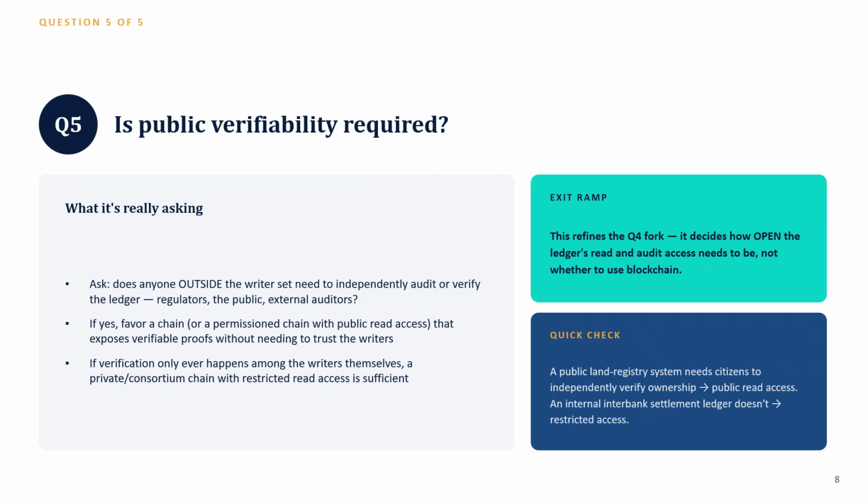Last question. Even once you know who writes, you still need to decide who can verify. Does someone outside the writer group, a regulator, an auditor, the general public, need to independently check the ledger without trusting the writers' word? If yes, you want public verifiability even on an otherwise permissioned chain. If verification only ever happens among the writers themselves, keep read access restricted. It's simpler to govern and keeps sensitive business data private.